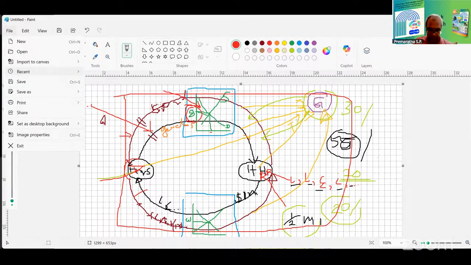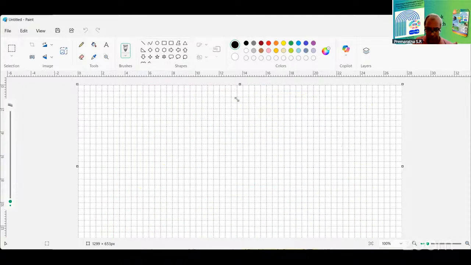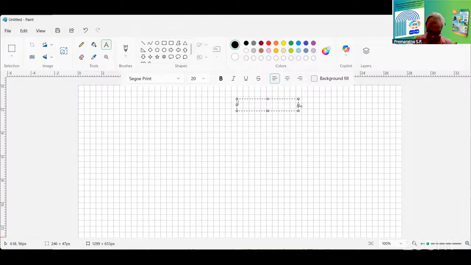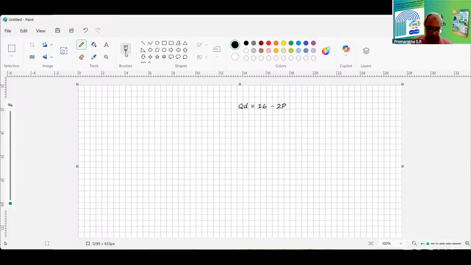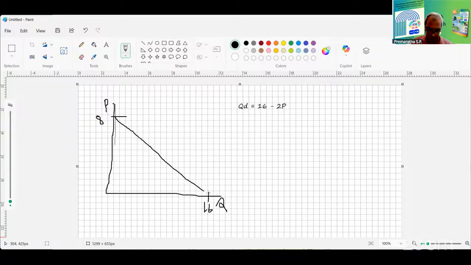Okay. What I draw here is the demand function, QD equals 16 minus 2B. We draw the demand function here, 16 on one axis and 8 for B, and draw the line, which we call the demand curve.